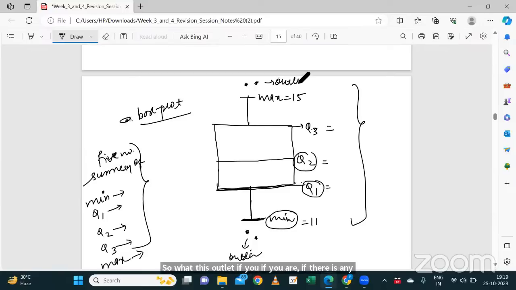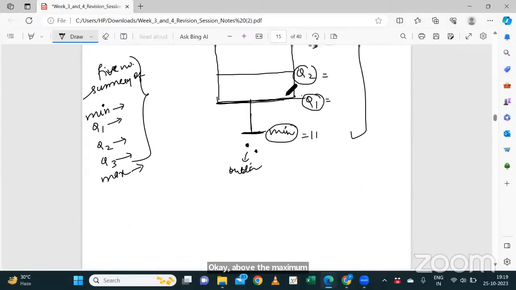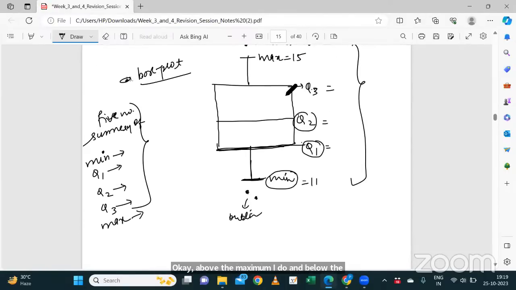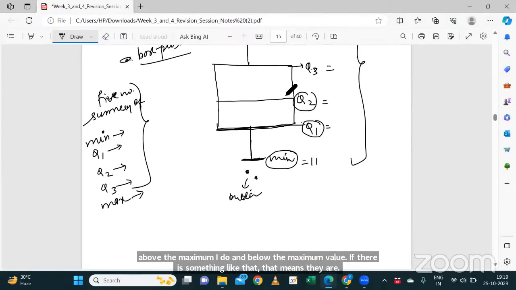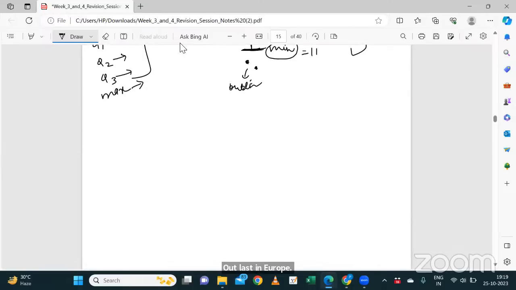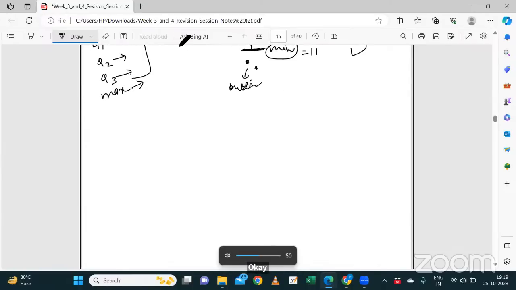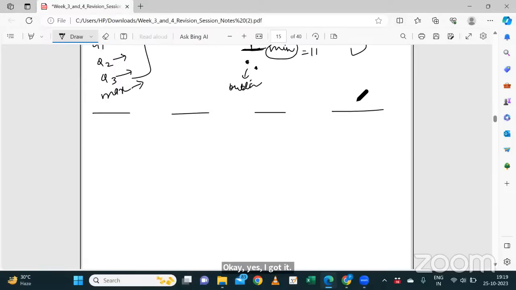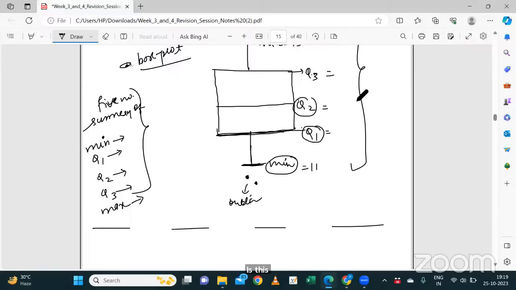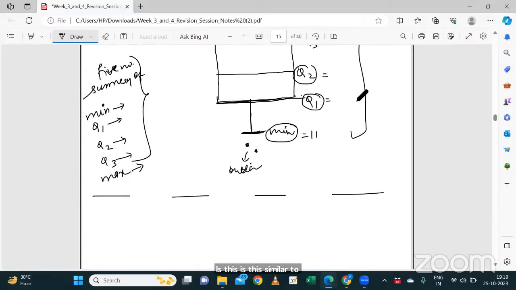Okay, yes, I got it. Sir, is this the same graph as the candlestick that shows on trading charts? Is this similar to the candlestick on trading charts? Yeah, might be. Actually, I need to check. I'm not sure about that trading one.